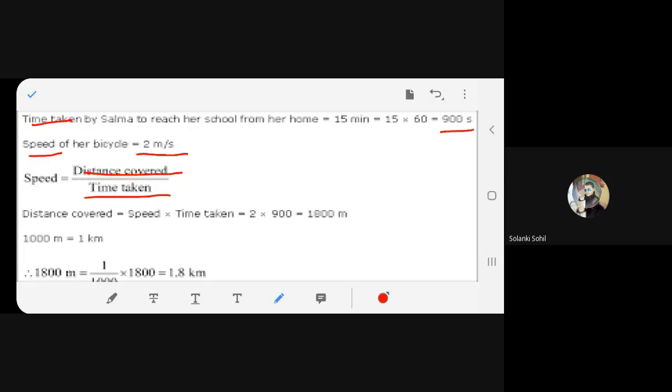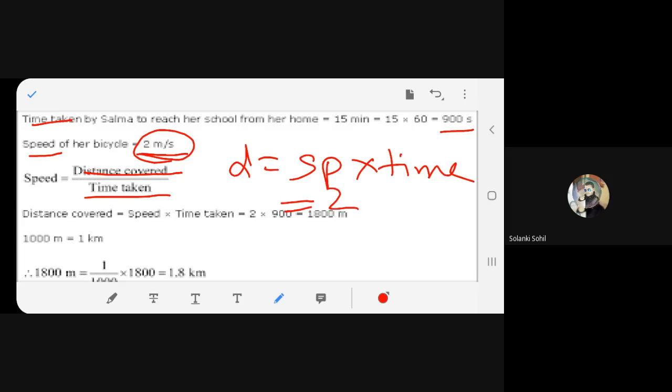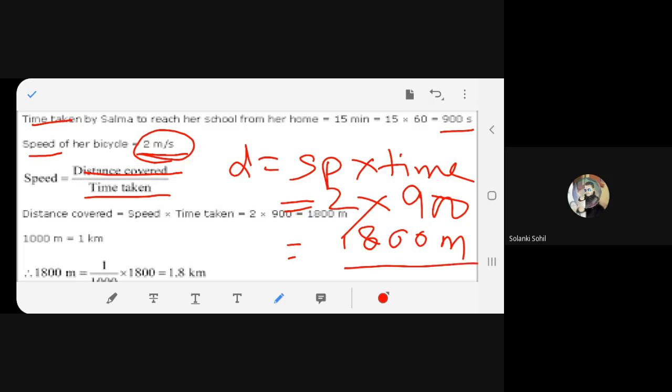So what is distance covered? We have to find out distance, isn't it? So distance is equal to speed into time. What is speed? 2 meter per second. What is time? 900. So 2 into 900 is 1800 meter.